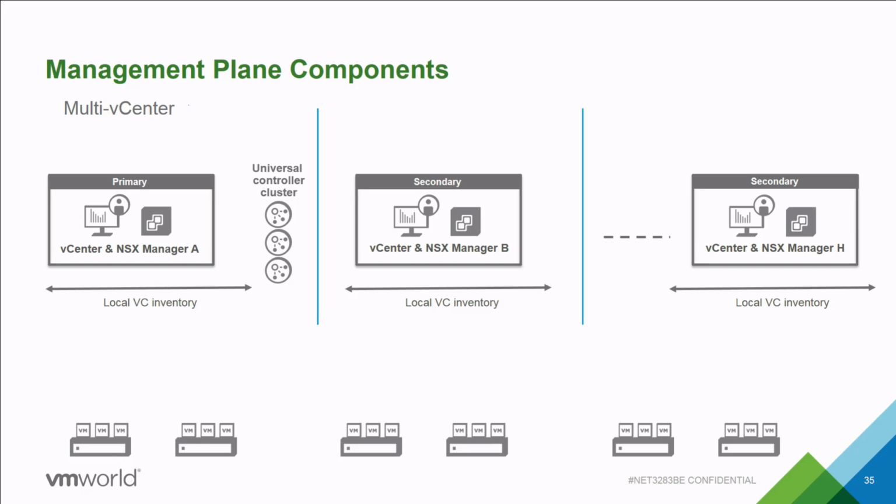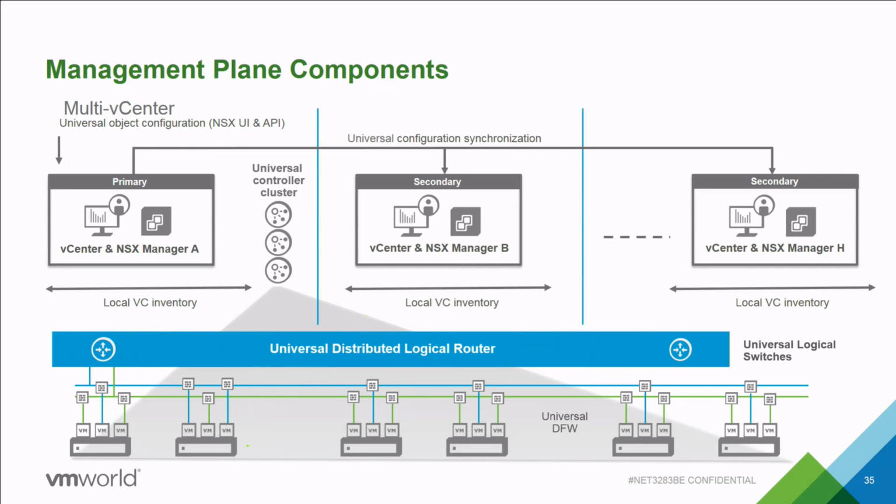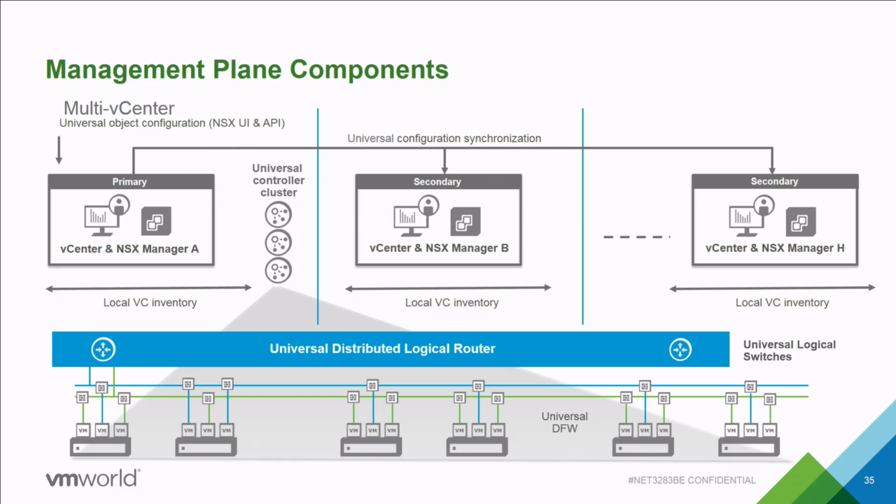What this means is from a manageability perspective, you can go either through a UI or through the API, make configuration changes on the primary site, and that ensures that it gets propagated to your other sites as well. Now, you still have local control on each site, but when you look at it from a universal logical switch, logical router and universal firewall perspective, you can make changes in one pane of glass and have that consistently replicated and synchronized to your other sites.